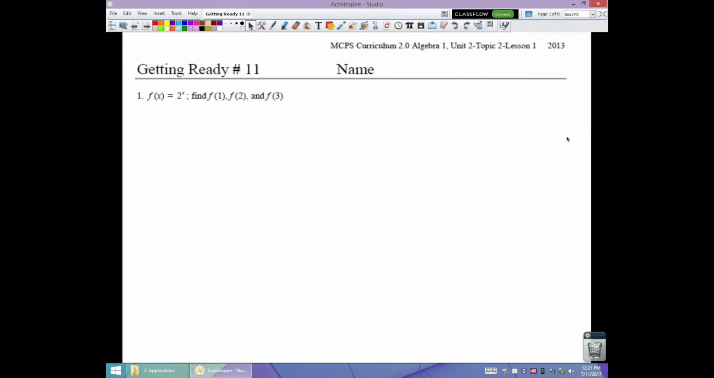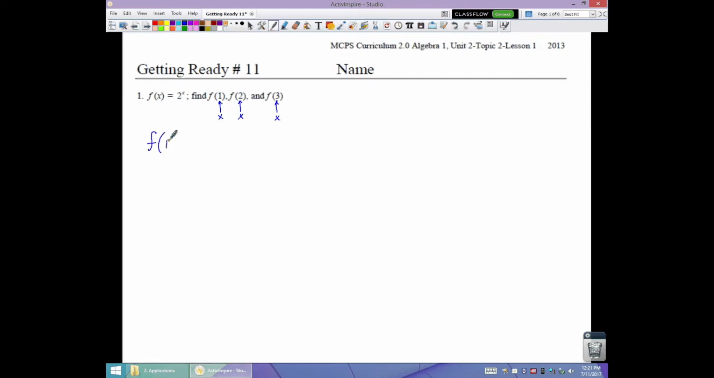All right, so getting ready 11. We are going to start with using substitution to find some values. Now these values that we're supposed to substitute are given to us in function notation. So when it says find f of 1, f of 2, and f of 3, that means we're going to put the 1, the 2, and the 3 into our equation for x and just see what we get.